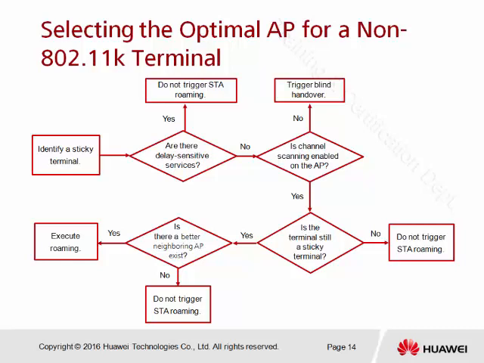Is channel scanning enabled on the AP? Because right now, the terminal doesn't support the 802.11k. That means the terminal is not going to send any information to the AP. So the AP won't know what's going on.